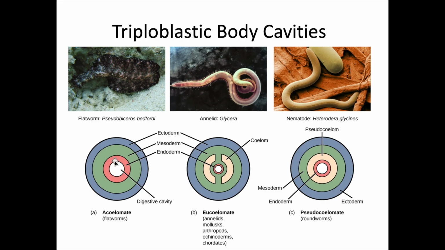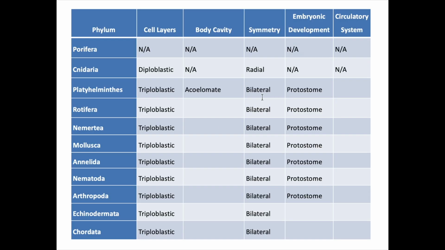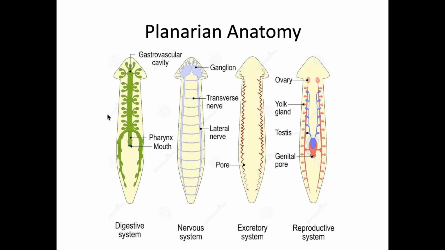3 cell layers, but no extra body cavity. So that helps us fill this out. So acoelomates as far as body cavity goes. We'll talk about circulatory system in just a second. So these are more complex than cnidarians. Remember, we're sort of building up levels of complexity. Cnidarians did not have complex organs or organ systems, but these flatworms do. So we can look at this sort of cross-section of different systems here and focus on what they have.